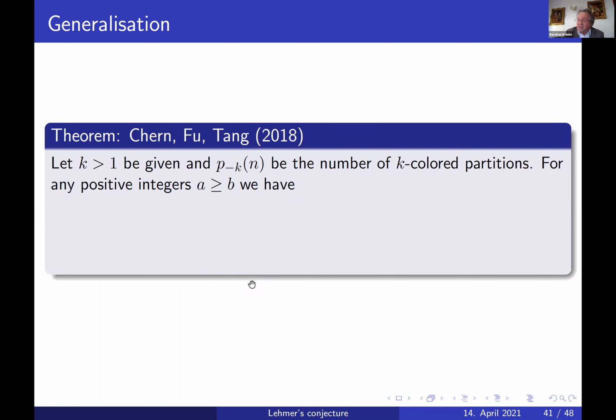Chern-Fu-Tang came up with, I think, a really deep conjecture after they proved the following. They said, let's take not just eta to the power of -1, but take it to the minus k. These are the so-called k-colored partitions, which means every partition has k colors. And then they proved the same inequality. Surprisingly, only in the cases k equal to 2 and 3 are there some exceptions. Otherwise, it's completely true. And they also came up with a combinatorial proof.